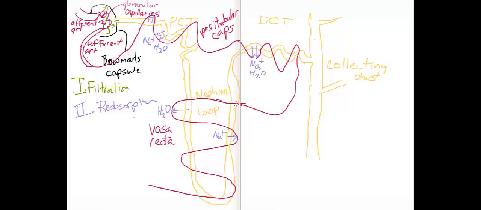Now the third major process that's going to occur is secretion. And secretion, let's make it orange. Secretion is going to involve the removal of compounds from the blood that were not initially filtered out. It's going to be a major process, mainly in the distal convoluted tubule. So we're going to take stuff out of the bloodstream and push it into the urine. Okay, and the major things are hydrogen ions and drug metabolites.